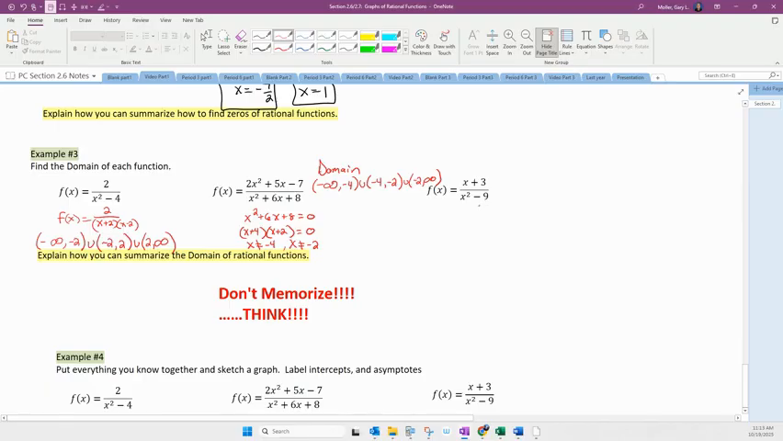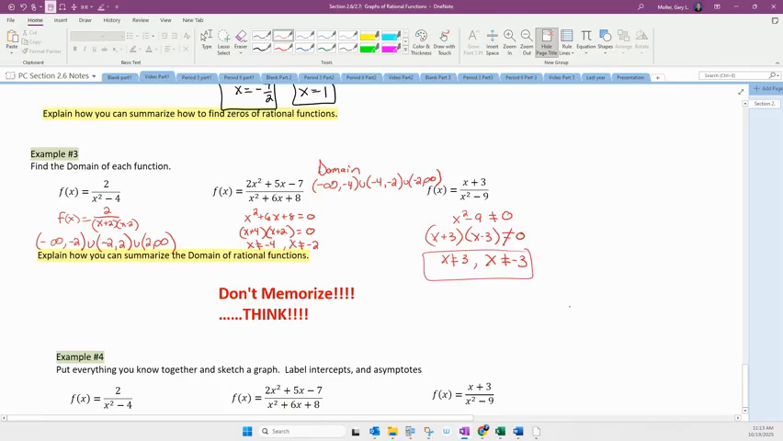And here, same issue. We've got the denominator cannot equal 0. And that's going to happen when x is 3 and x is negative 3. So x cannot be 3. X cannot be negative 3. So the domain is everything but 3 or negative 3. All right.